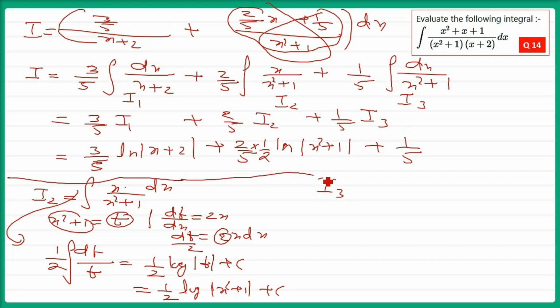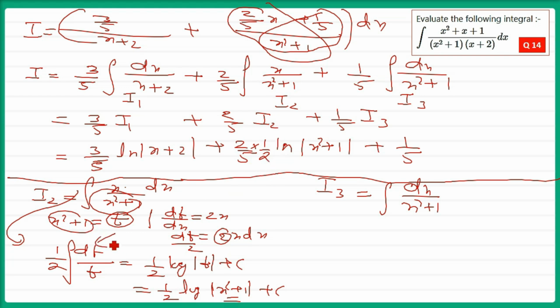Let's find out I3. It's dx by x square plus 1. Now let me tell you, it has a direct result. But even if you want the same procedure which we have done for x square by x square plus 1, and please remember, you cannot just do the dx by x plus 2 was ln x plus 2. So this dx by x square plus 1 will not be directly ln modulus of x square plus 1.